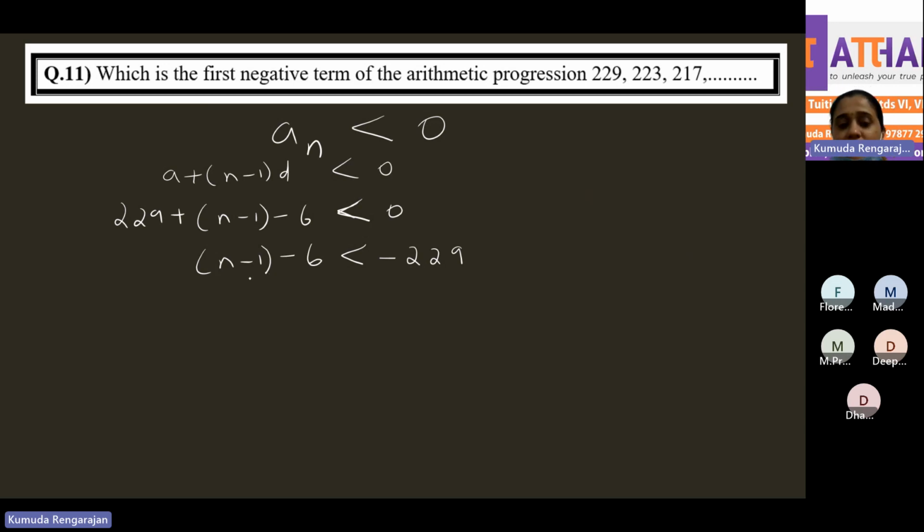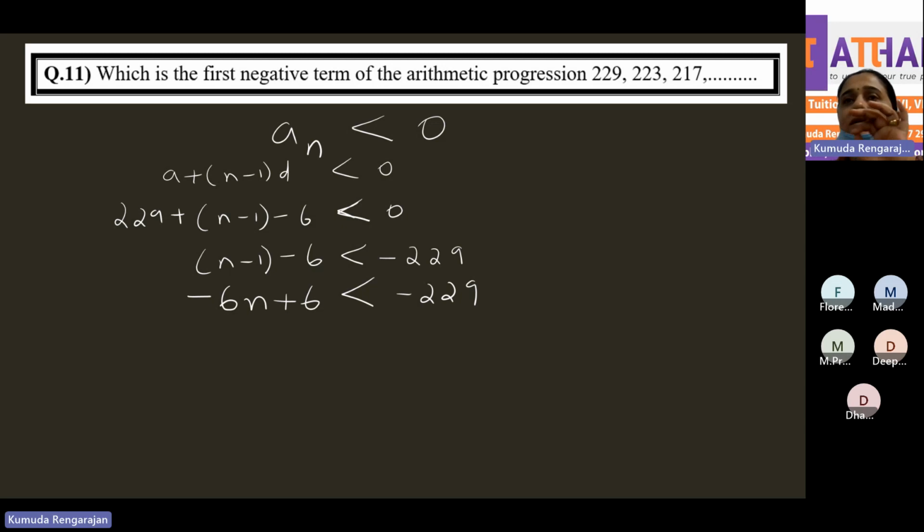So now multiply this minus 6 with the terms inside, because it doesn't behave like an equality. So minus 6n plus 6 is less than minus 229. See, what I'm trying to say is, when you're working with an inequality, if it's positive, transpose negative. If it's negative, transpose positive. Don't do anything else. Don't do multiplication, division, because it's different when you're multiplying by a positive number or negative number. It is different when you're dividing by a positive number or negative number. So avoid multiplication and division as much as possible.